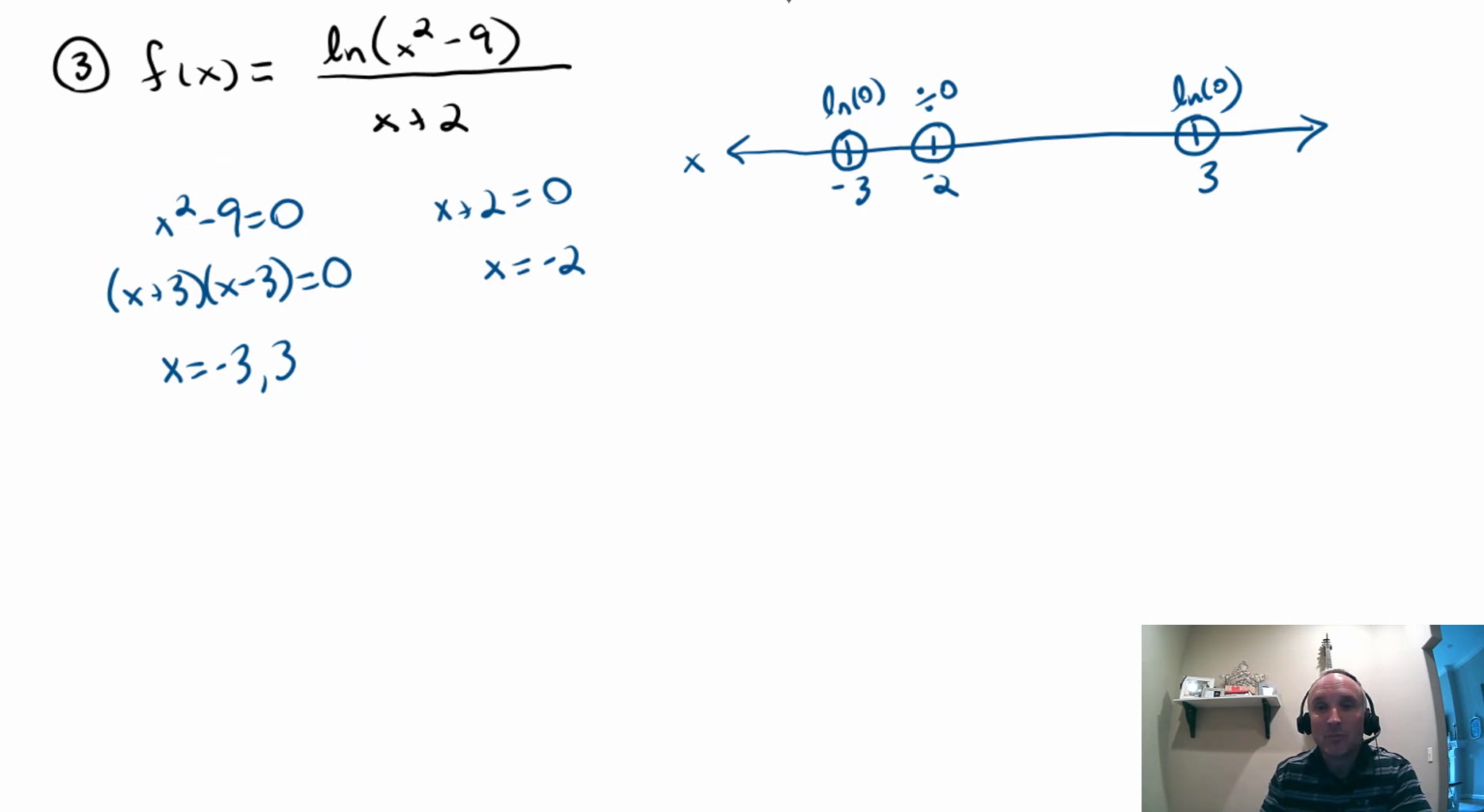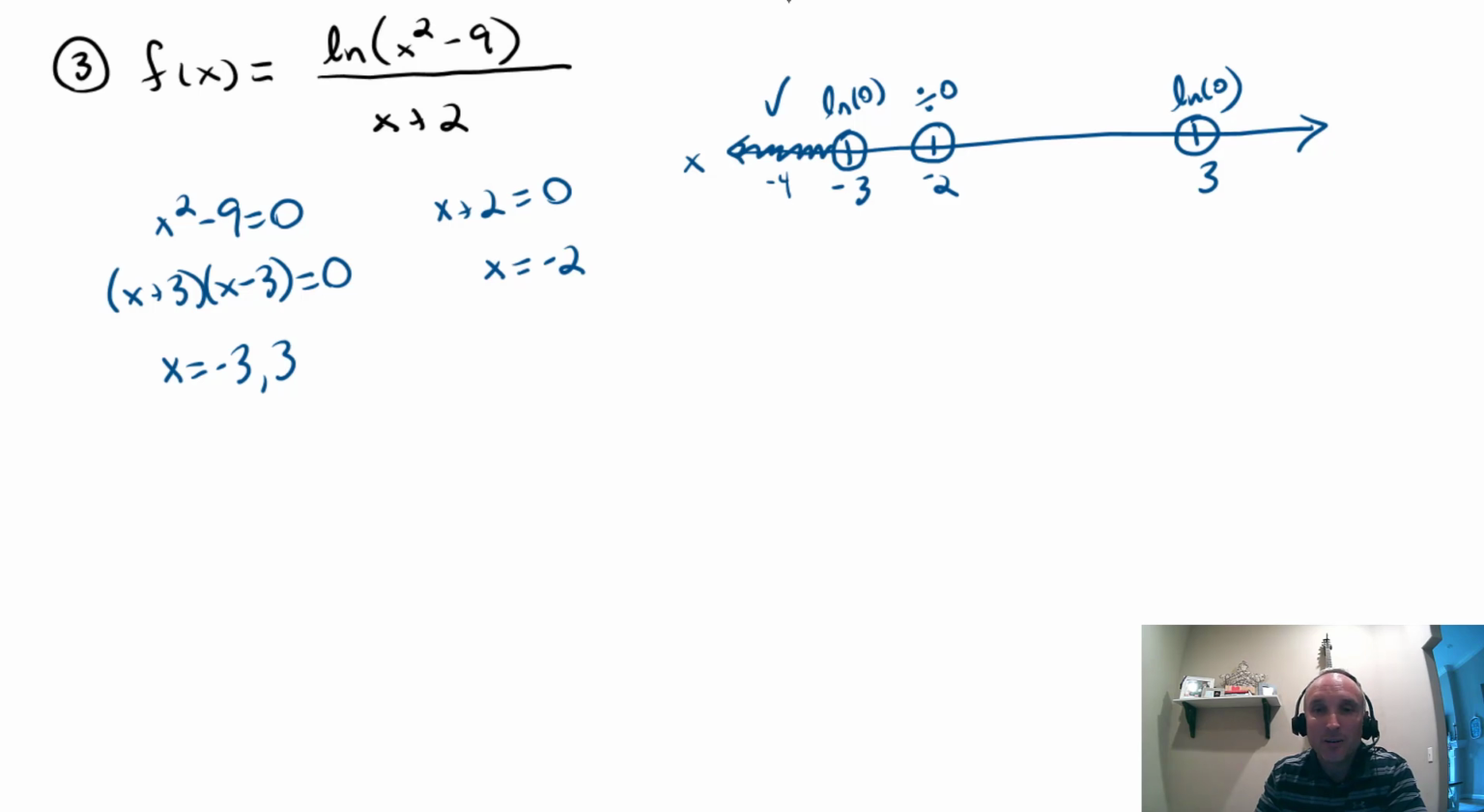Now I've got to look at numbers in between each of these. I don't really have to worry about my denominator anymore because negative 2 is the only problem for the denominator. So I'm really worried about the natural log. I only have to figure out where it's positive. If I plug in a number over here, such as negative 4 for x, and square that, I'm going to get 16 minus 9, which is positive. And that's good. I can take a natural log of a positive. So all of these numbers are in my domain.